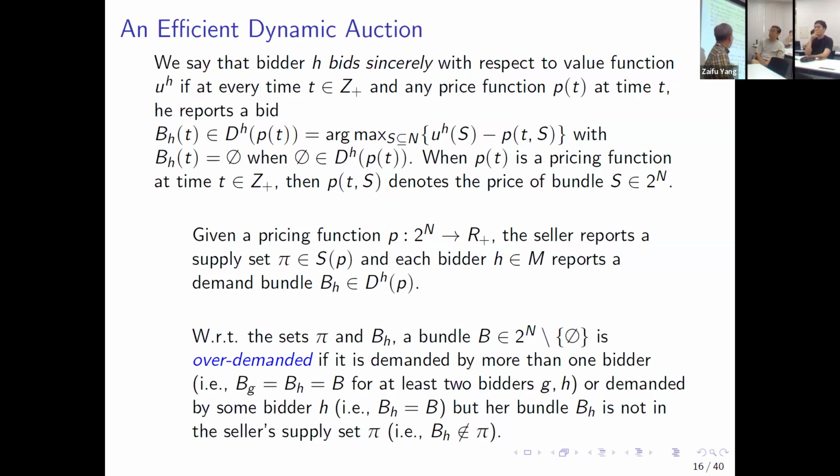So let's check whether there is over demand in bundle {1, 2}. This means the same bundle for more than one bidder. If you and I both reported this optimal bundle, so now it's two, if two of us demand this bundle, then this bundle is over demanded.